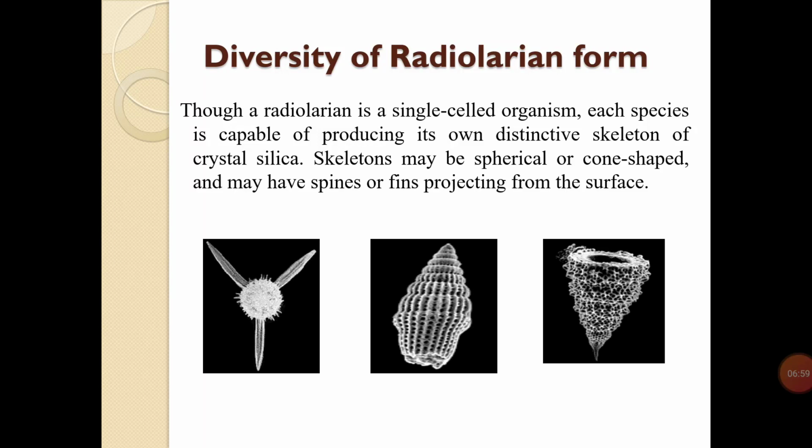And because of the skeleton, there is diversity in the radiolarians. Though a radiolarian is a single-celled organism, each species is capable of producing its own distinctive skeleton of crystal silica. Skeletons may be spherical or cone shaped and may have spines or fins projecting from the surface. Radiolarians are found in many forms. Some of these are given in this slide.